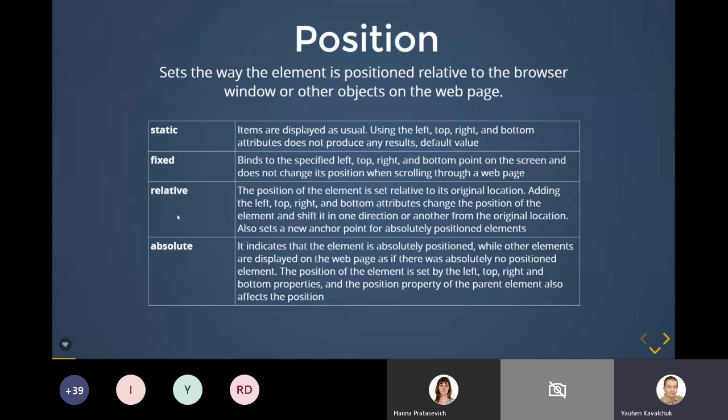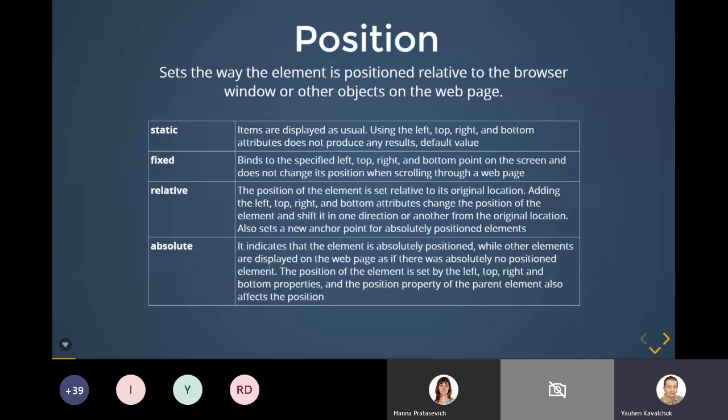Relative. When you set up relative position for an element, it still takes its place. But if you add, for instance, the left property or bottom property, it starts to move. But its old place will be saved. So it means that its place will be empty. In CSS, we call it like an element shadow.